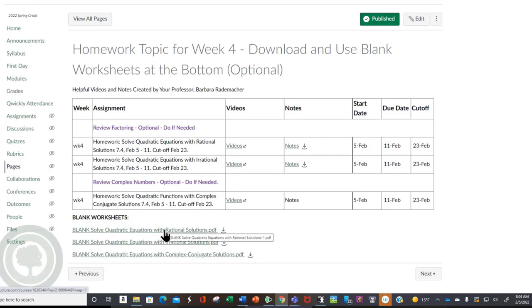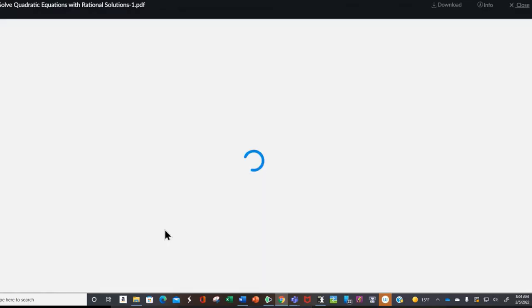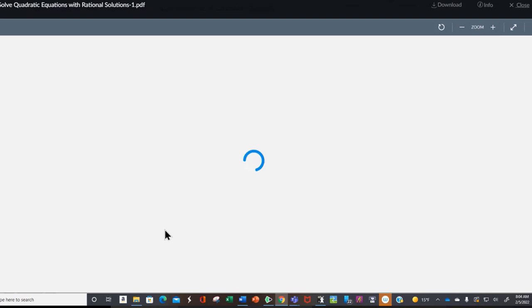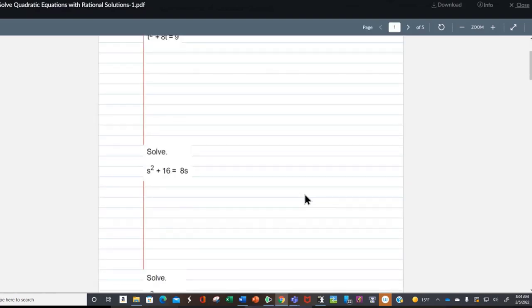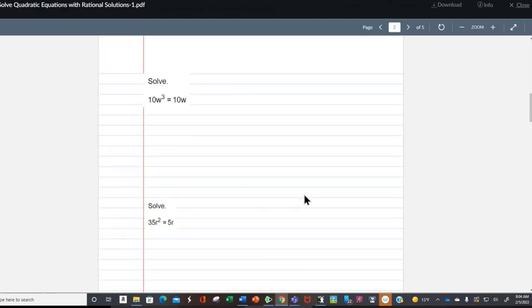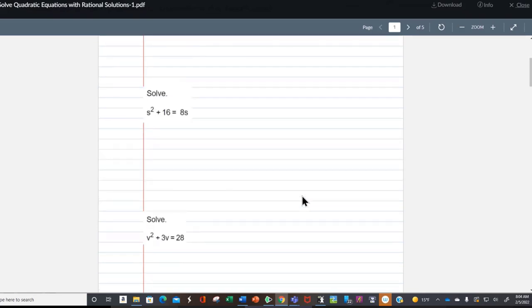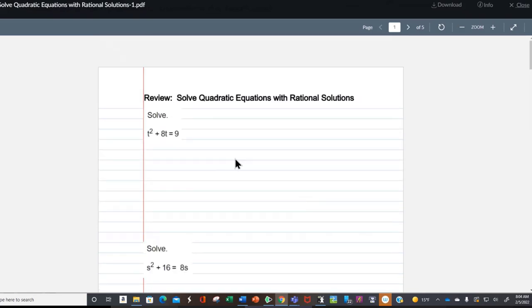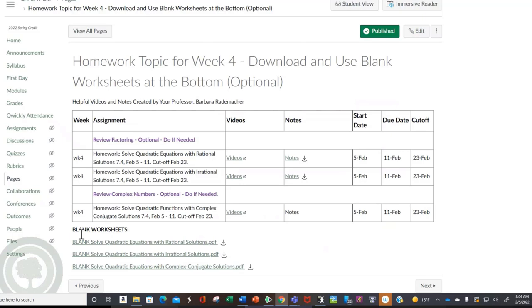And here's what they look like. Here's one of them. Yeah, this is the worksheet we're going to be working with for the first set, and they all look like this. They just have different problems. And we're going to talk about what quadratic equations with rational solutions means. So we are going to talk about that. But I wanted to show you this.